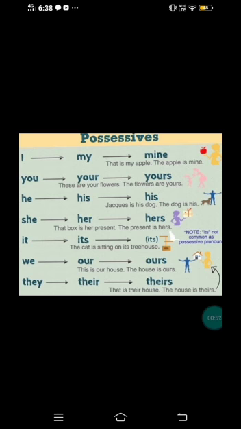Now let us see possessive adjectives. Possessive means something belongs to someone, right?